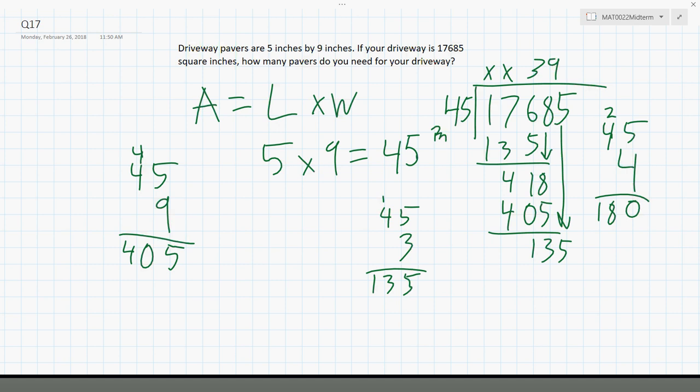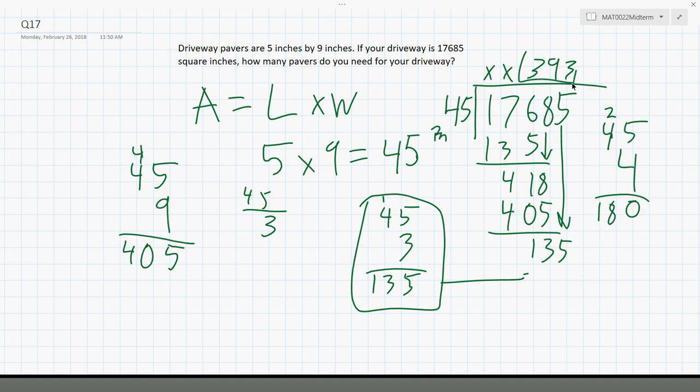3? Okay, are we sure? Yeah, I'm sure. 3. It looks like an 8. I don't even have to do it because it's right there, and she's right. So if I just brought that over, 3 there. So how many papers do I need for my driveway? 300. Yep.